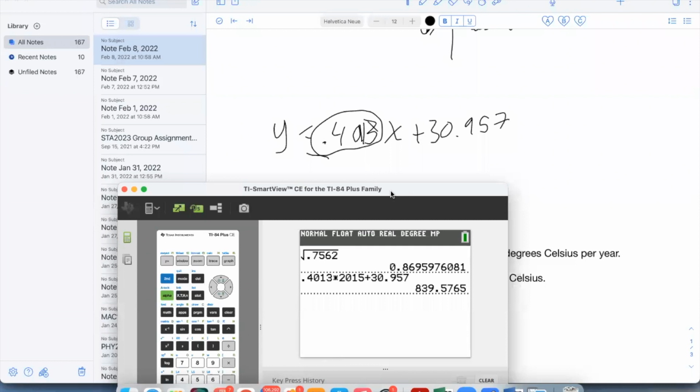X is not the year. X was years after 2000. I'm plugging in an X value. That would be X is 15. So 0.4013 times 15 plus 30. So then we would say the model predicts in the year 2015, or when X equals 15, the temperature would be 36.97 degrees Celsius.